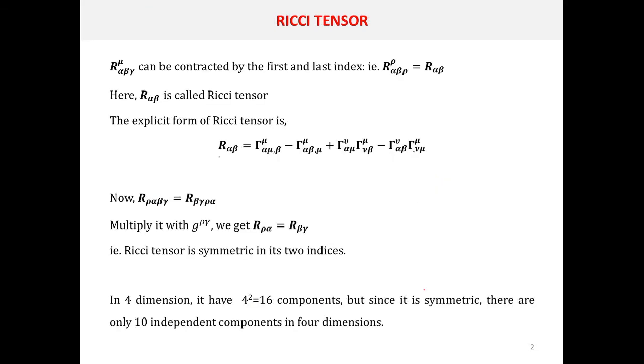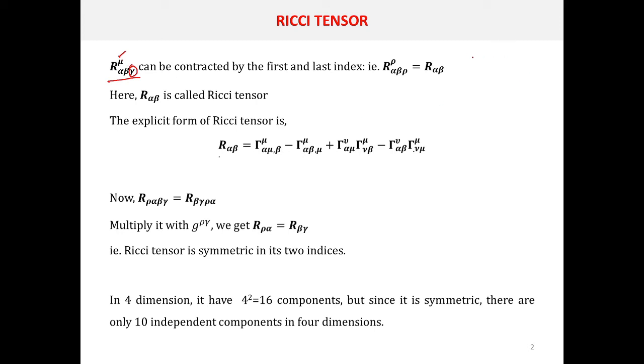Then with the help of this Christoffel tensor, we can define another tensor called the Ricci tensor. That is R mu alpha beta gamma, the Christoffel curvature tensor. It can be contracted by the last index. Contraction means you have to set one covariant index and one contravariant index the same. So here we can contract it with mu and alpha, or mu and beta, or mu and gamma. I am going to contract mu and gamma.